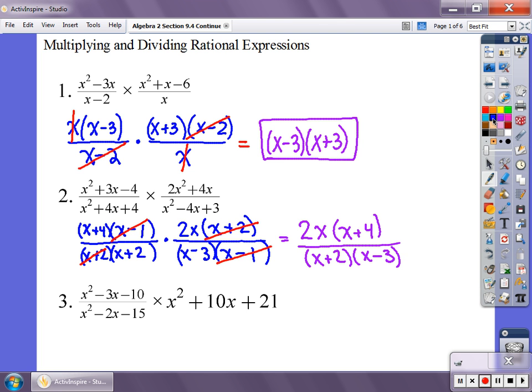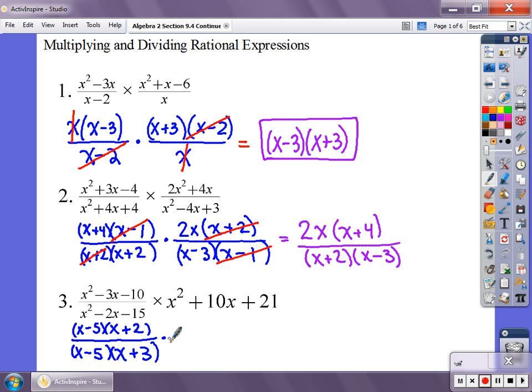The last one that we have, x squared minus 3x minus 10. So what multiplies to negative 10 and adds up to negative 3? That's going to be negative 5 and positive 2. X squared minus 2x minus 15. It's going to be an x and an x. And then this is going to be negative 5 and positive 3.